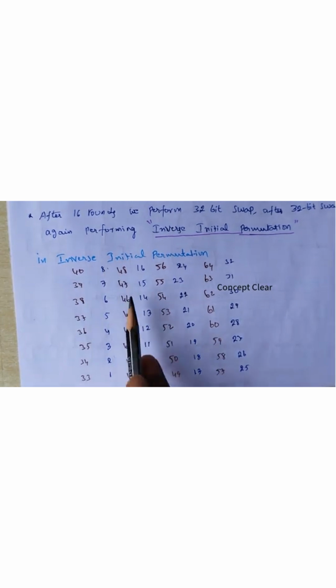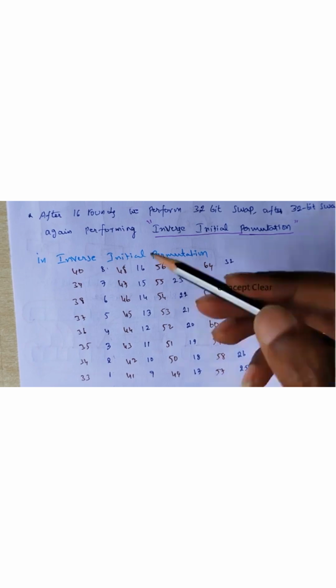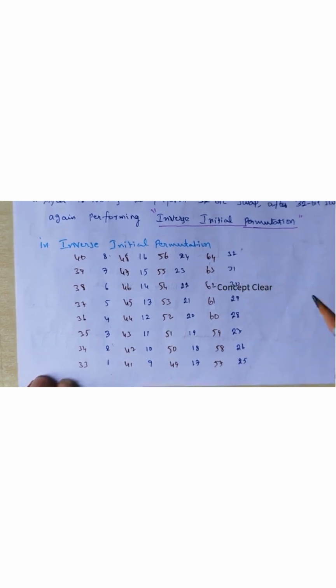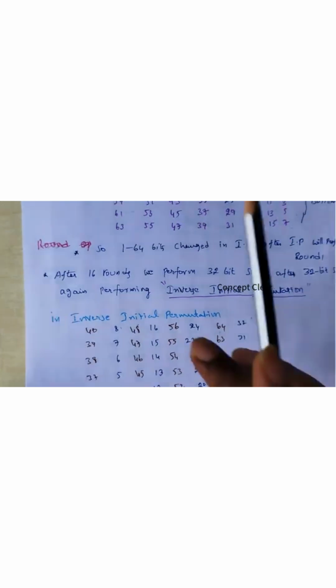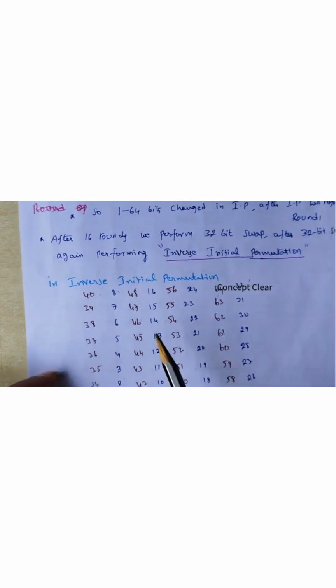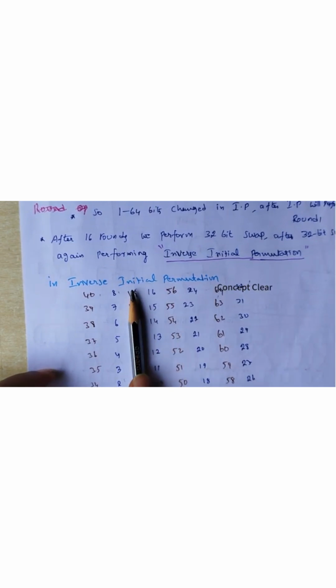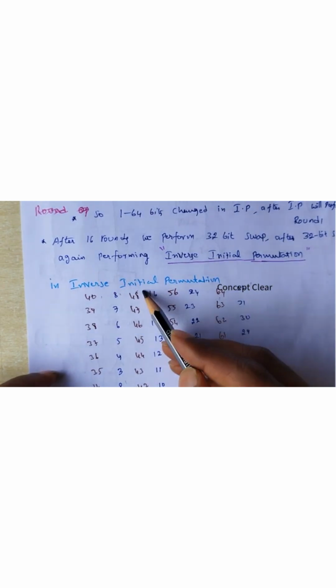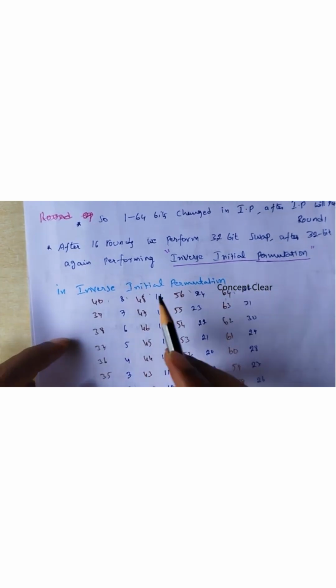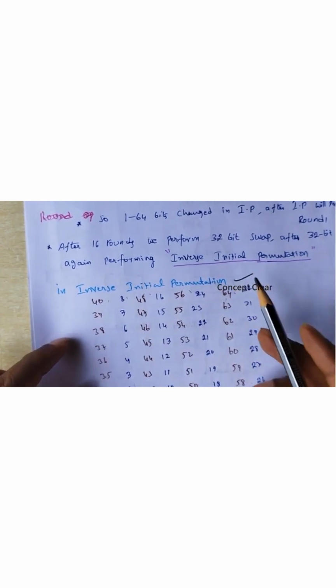After that we leave one column space and write the second row's data from bottom to top, 9 to 16. Then we leave one column space again for 17 to 24, and again for 25 to 32. After completing four rows, four columns, we again write from the fifth one on the left side: 33 to 40, then 41 to 48, then 49 to 56, and 57 to 64. This is the output of the inverse initial permutation.